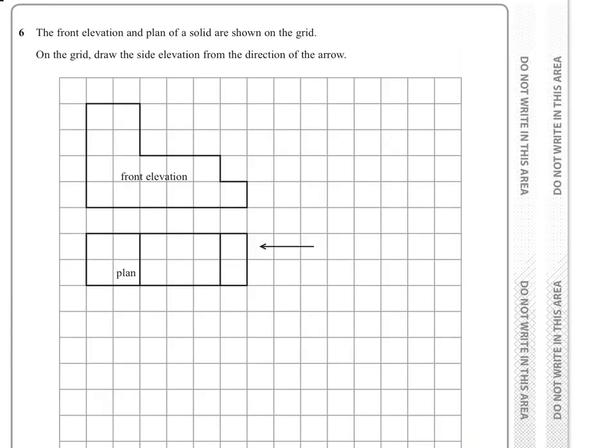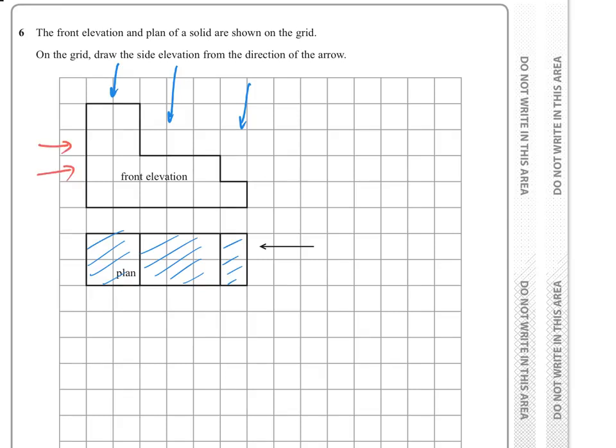Question 6. We've got the front elevation and a plan. So the plan is like looking down on the object from overhead. Imagine you're flying over the top of it, and you would see this situation here. So the only other elevation is to look at the side one, so we're looking at it from here.